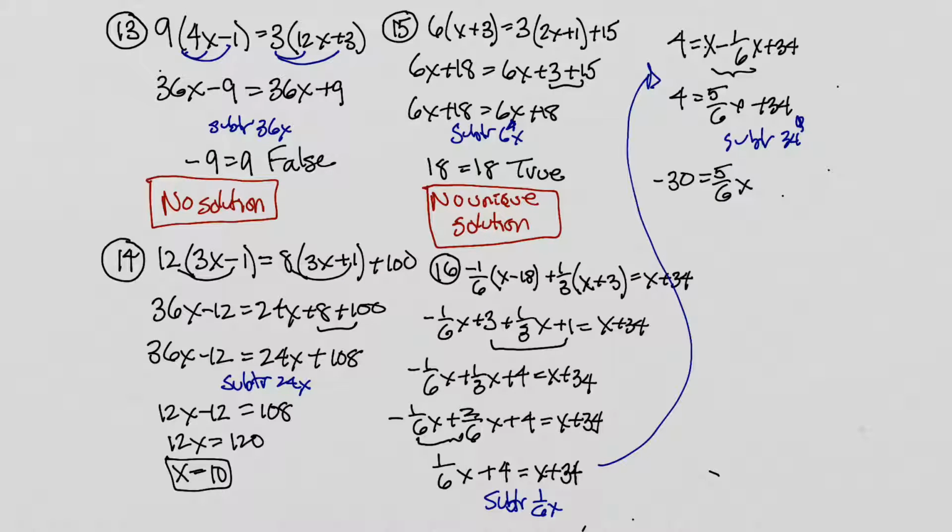Now, I've got a multiplication and a division. I'm going to get rid of the division first. I'm dividing by 6, so I'm going to multiply by 6. So the plan is to multiply by 6. So if I do that, I will get negative 30 times 6 is negative 180 equals, now multiply this side by 6, they cancel, and I just get 5x.